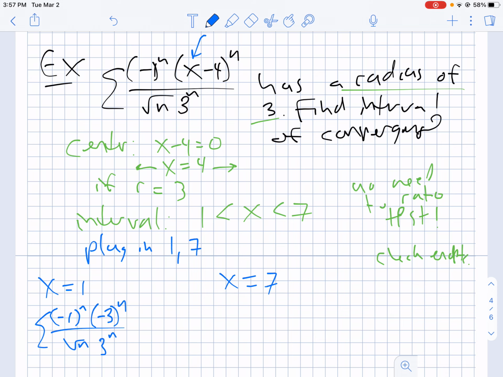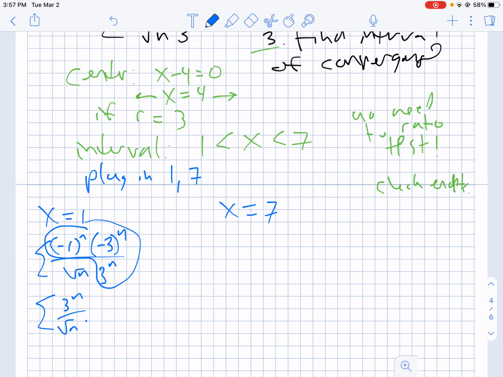I can combine all these terms. So this is like a 3 to the n over root n times a 3 to the n. So that just becomes a 1 over root n. Those cancel. So at this point, you're like, oh, this is a p-series. My p is 1/2, so I know it diverges. So I'm going to leave it like a 1.